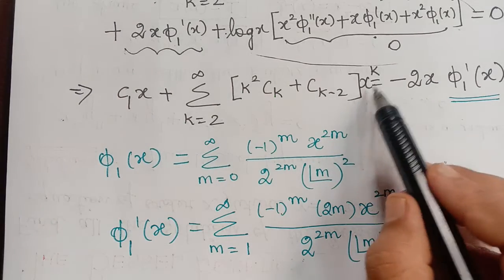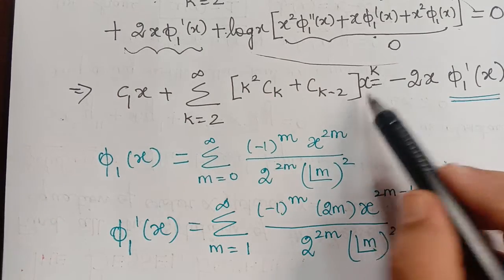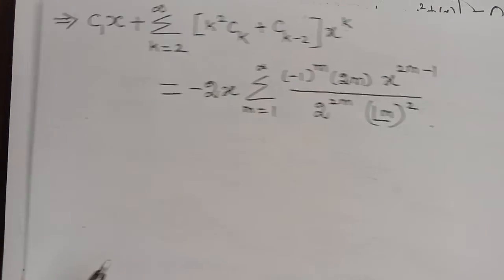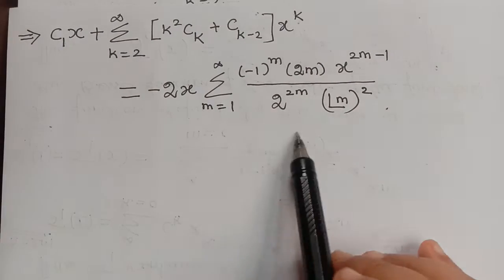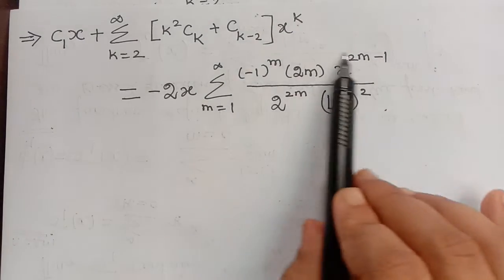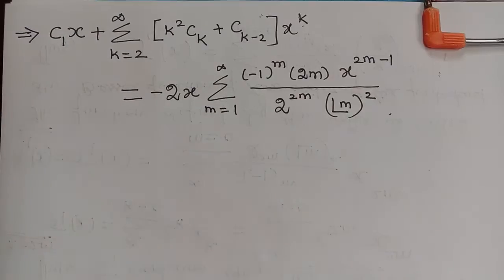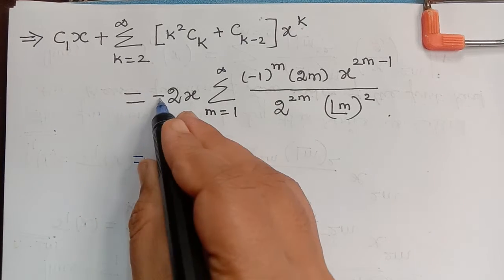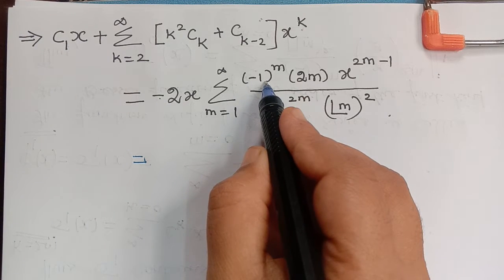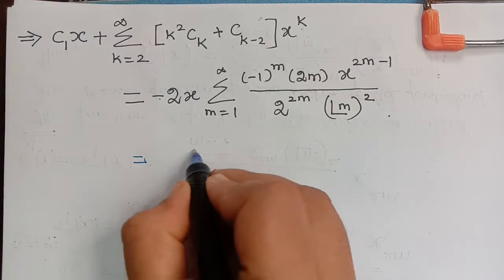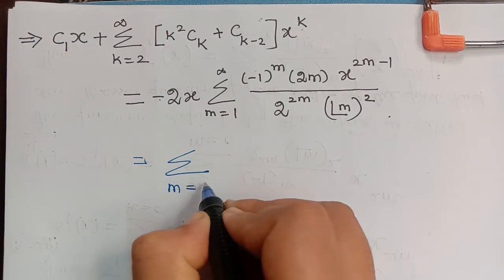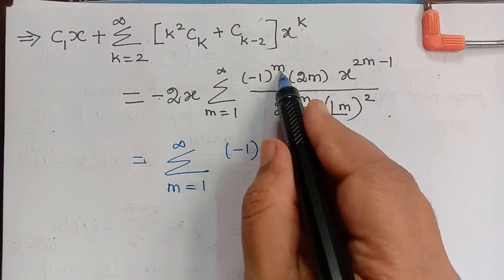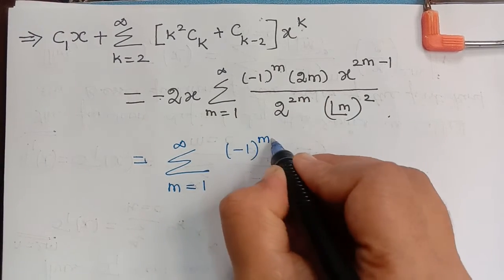So here you write x bar k, which was missed in this equation, and now substituting phi 1 dash of x in this, we obtain this one. So I have substituted phi 1 dash of x on the right. Now this right hand side can be further simplified. What we will do, we will take this negative sign within the bracket, and so it will be summation m equal to 1 to infinity negative 1 to the power, already we have m here, so it will be m plus 1.